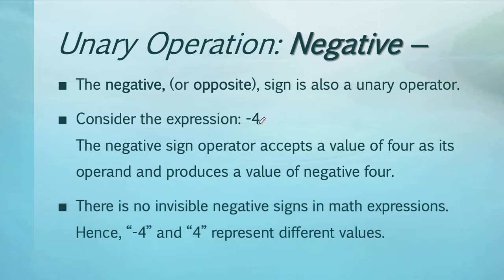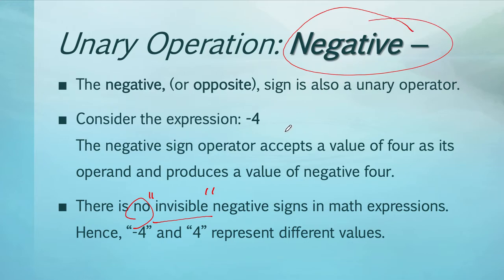There is no invisible negative sign in math expressions; you really need to write it. In math, if you intend the operand to be negative, write it. Hence negative 4 and 4 represent different values, unlike 4 and positive 4, which are the same. Negative 4 really needs to be strictly written; the negative sign must be strictly written.